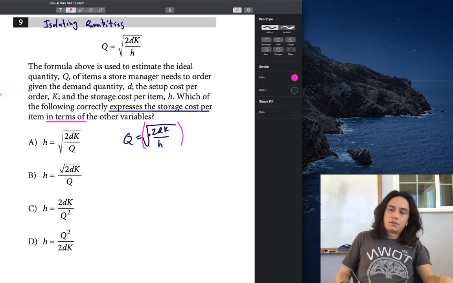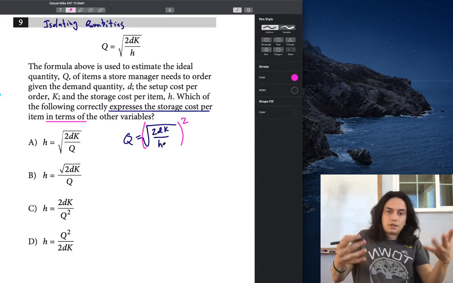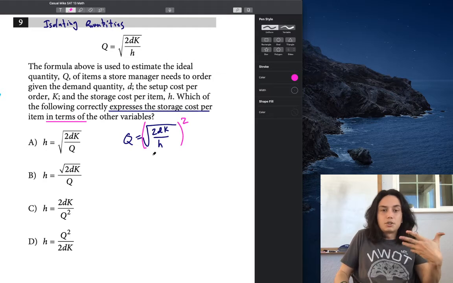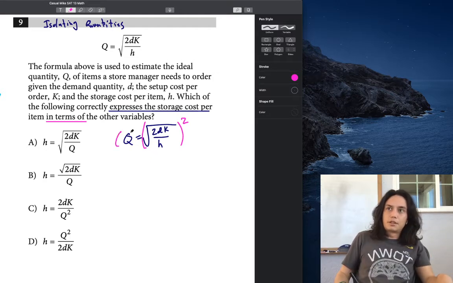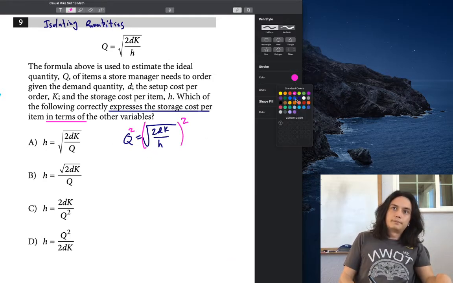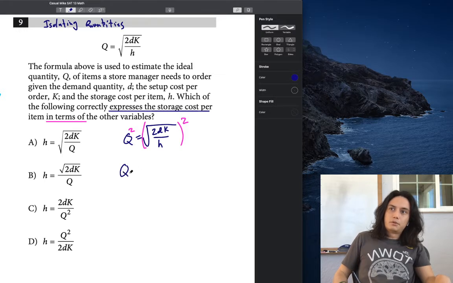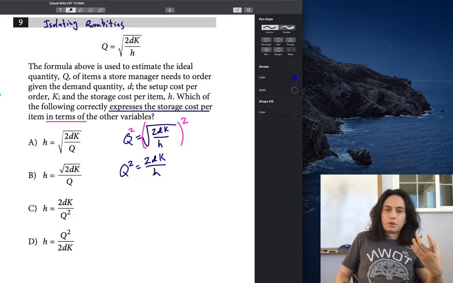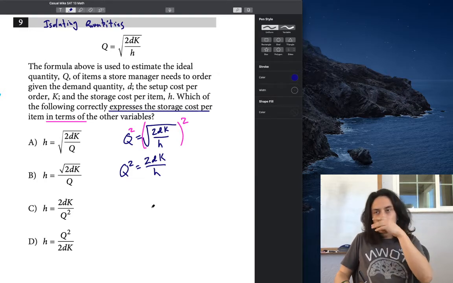Why? Because the square root of all this times the square root of all this is just the same thing. It's just 2DK over H. The square root of 2DK over H, squared, is just 2DK over H. We just get rid of the radical. So we're squaring both sides. That's what we're doing. And we end up with Q squared equals 2DK over H. Why did we do that? Because H is a little bit more accessible now than it was. It used to be hidden under this radical, now it's not.